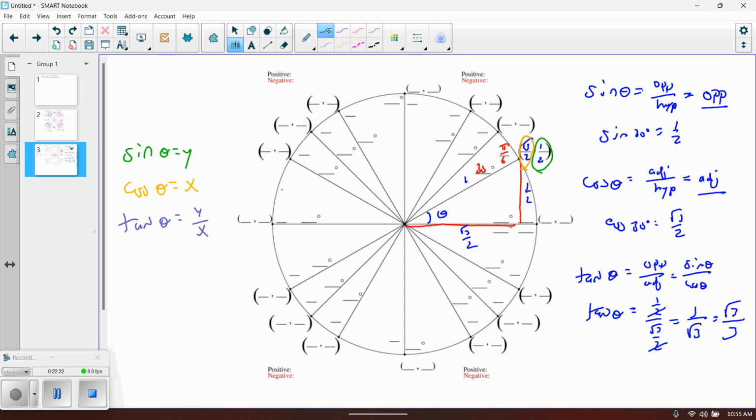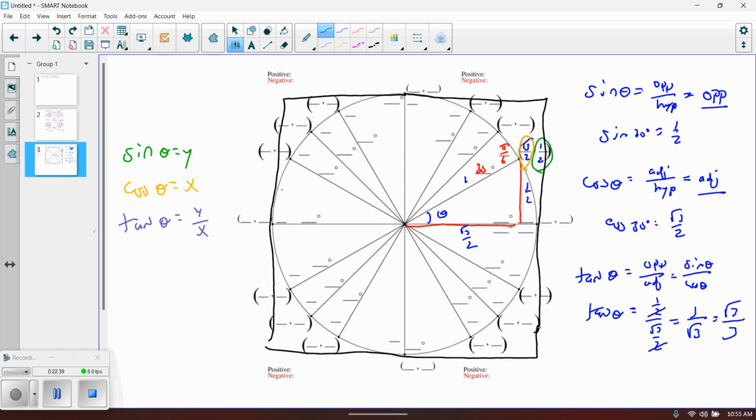If I were to draw a box around, this is not going to be the best, but this is supposed to be a square. Hopefully you're going to understand why I'm doing it this way in a second. This will help with our domain and range. Remember that domain goes with all of the x values or all of the input values. Well, the inputs here are going to be your theta. So your domain has to do with your theta values.